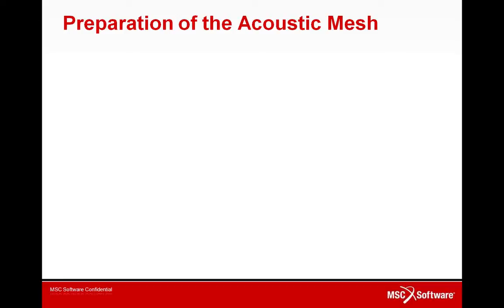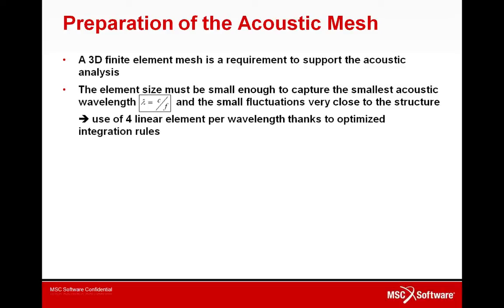Because we use finite elements to model the acoustic medium in the near field, a 3D finite element mesh is required prior to the analysis. The element size must be small enough to capture the smallest acoustic wavelength and the small fluctuations very close to the structure. Typically in Actran, we will use only 4 linear elements per wavelength, and this is possible thanks to optimized integration rules that we have implemented in Actran.